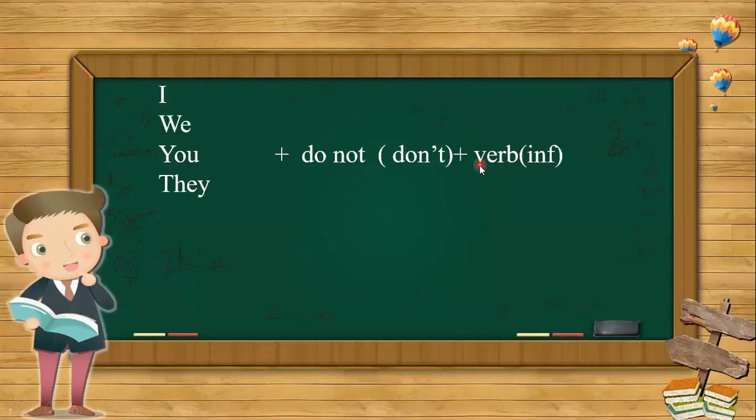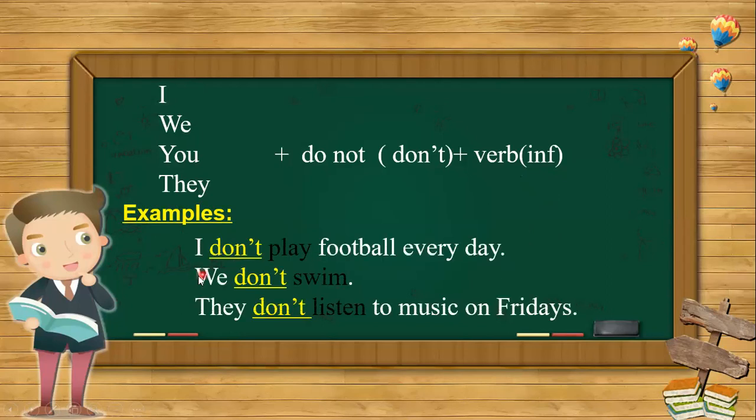Okay, let's continue. After do not or don't, I put the verb stem or infinitive. Okay, examples. I don't play football every day. I take don't, and after don't I put the verb stem or infinitive. Thank you, Abdurrahman. We don't swim. We take don't, and after don't I put the verb stem.